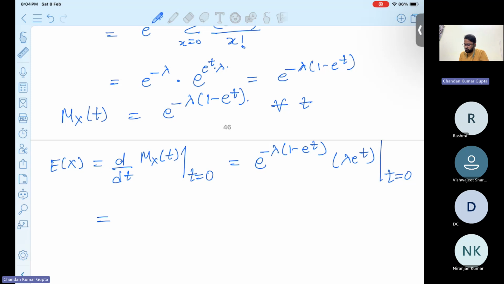If we put the value t equal to 0, the first quantity comes out to be 1. e to the power t also comes out to be 1. Only lambda is there. If you simplify this, e to the power 0 comes out to be 1. Then 1 minus 1 is 0, e to the power 0, so the whole quantity comes out to be 1. In a similar manner, e to the power 0 is 1, into lambda, that means lambda. So the whole quantity comes out to be lambda.